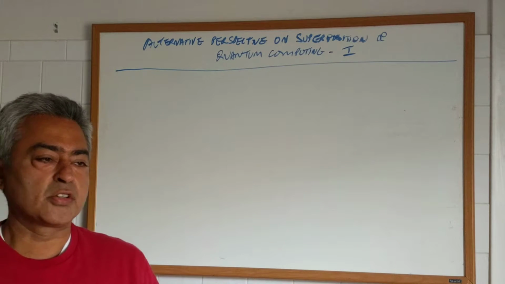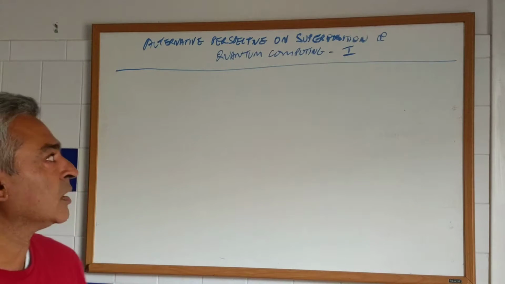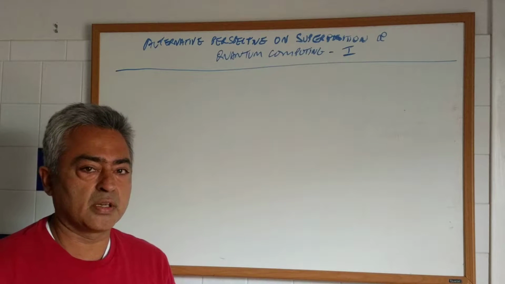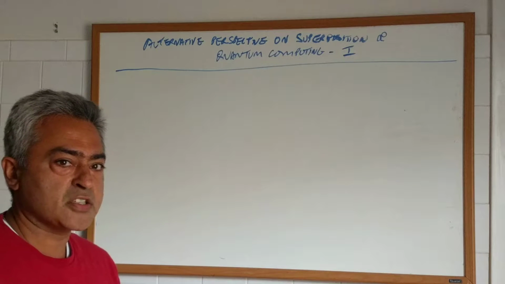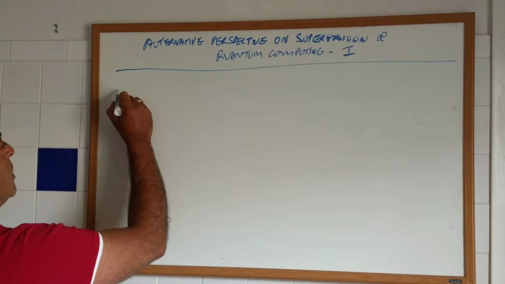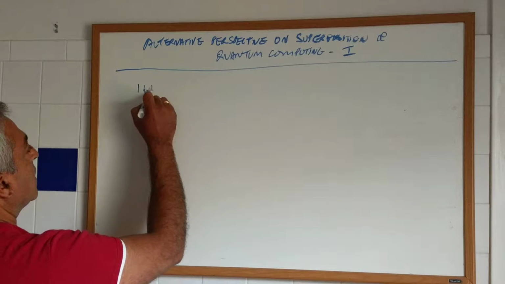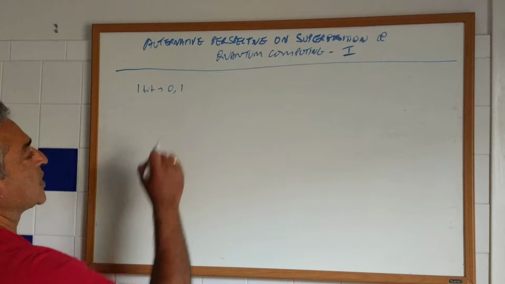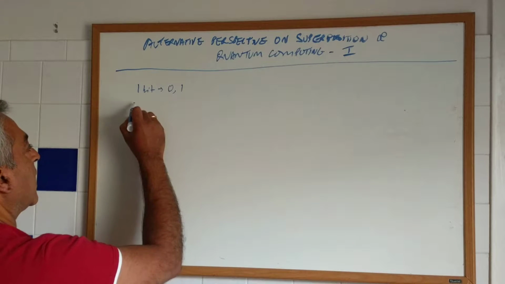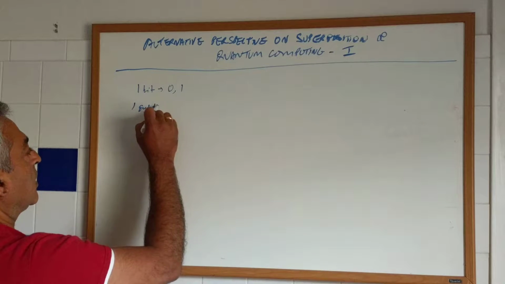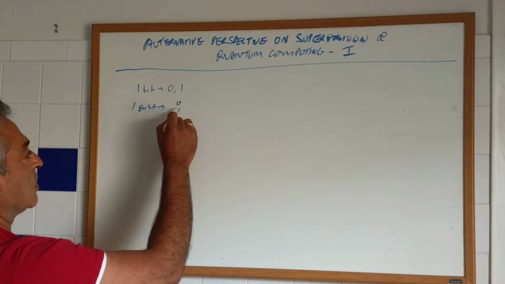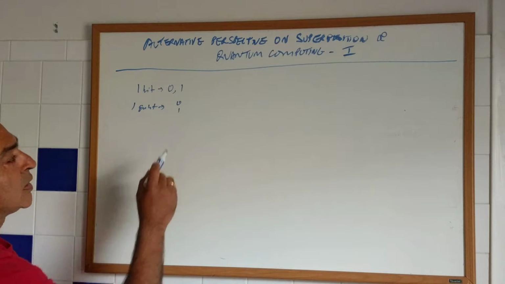Good morning. I'm going to begin a mini series on alternative perspectives on superposition and quantum computing, and here I just introduce some ideas. Now let's begin with this notion: in normal computing we have one bit that can be either representing a 0 or a 1 state, and then in quantum computing we have one qubit that, in addition to 0, 1, can also be in a superposed state of 0 and 1.